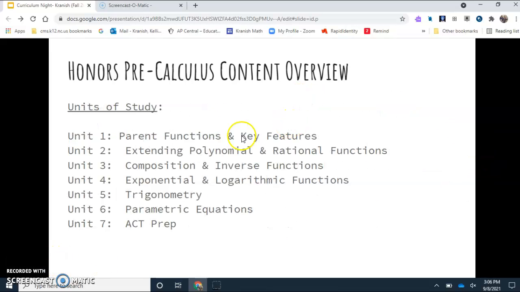For Honors Pre-Calculus, we will have 7 units. Unit 1, which we've already covered, is parent functions and key features. Unit 2, extending polynomial and rational functions. Unit 3, compositions and inverse functions. Unit 4, exponential and logarithmic functions. Unit 5, trigonometry. Unit 6, parametric equations. And then Unit 7, we will do ACT prep.